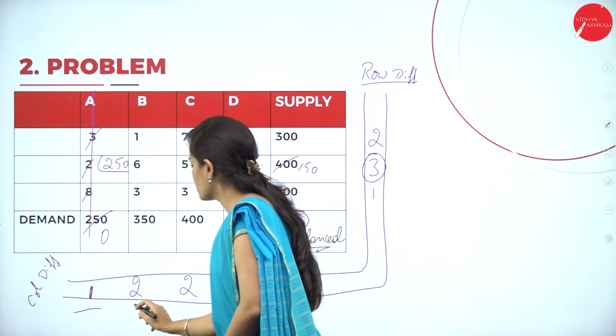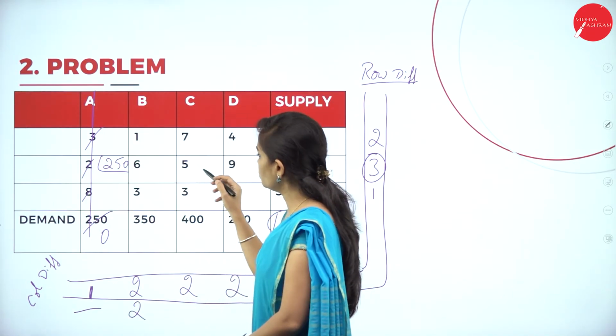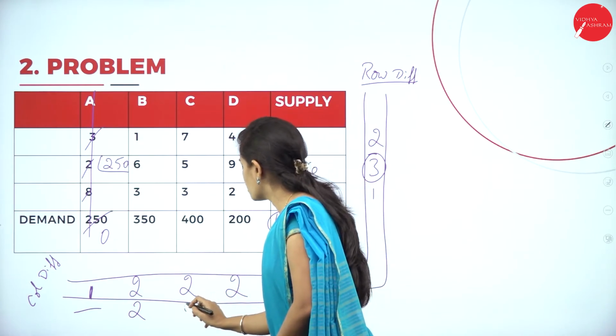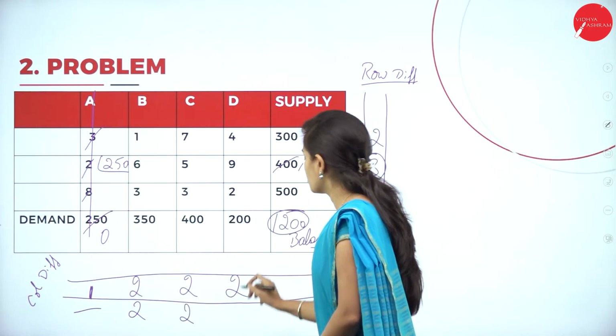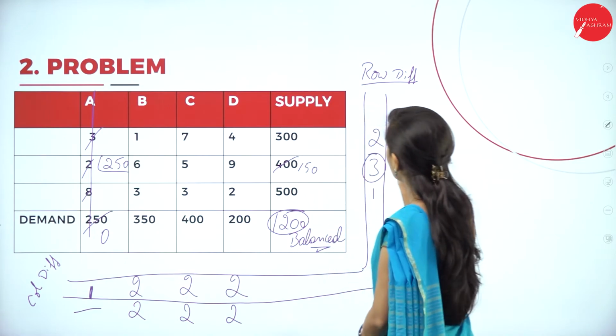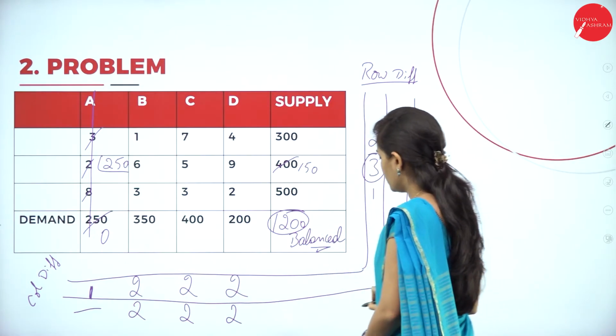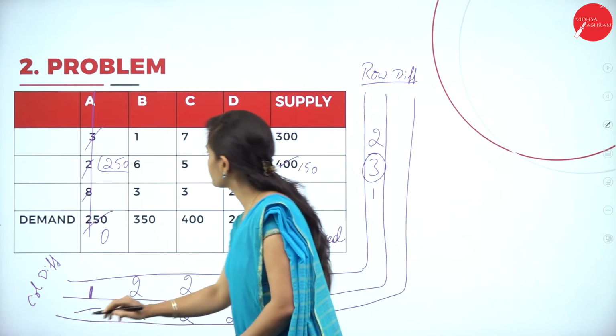The next least value is 3. 3 minus 1 is 2. Again, 5 minus 3 is 2. Again, 4 minus 2 is 2. And the column difference is done.